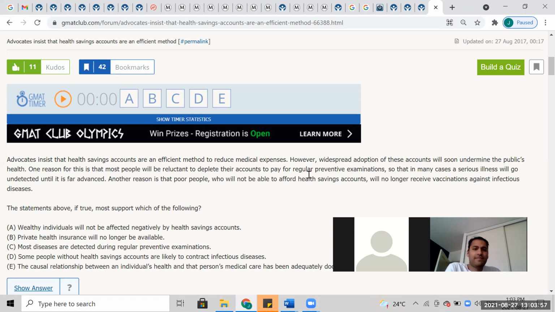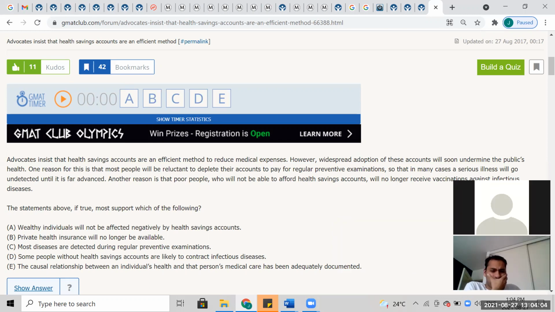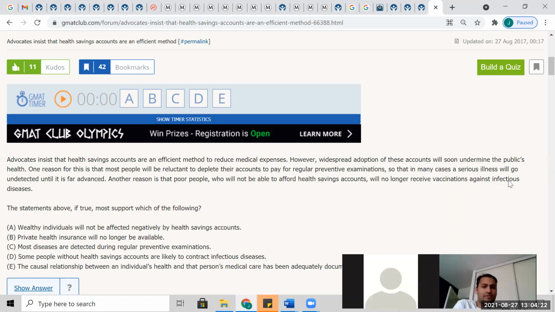The causal relationship between an individual's health and that person's medical care has been adequately documented. I don't understand this option at all.